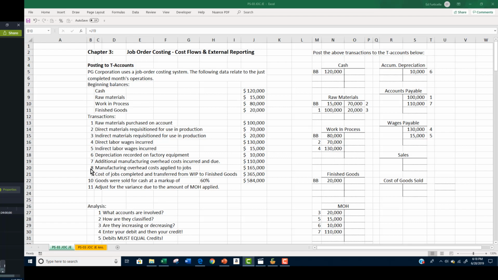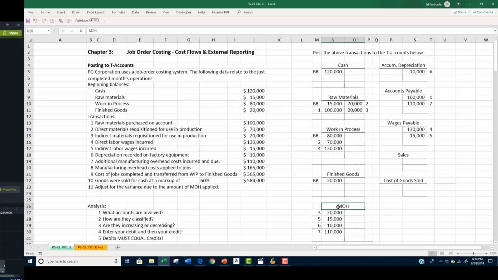Transaction 8 says manufacturing overhead costs applied to jobs is $165,000. So manufacturing overhead is applied to jobs using the predetermined overhead rate that we've studied. We are applying $165,000 of overhead to our jobs. The accounts involved here are work in process and manufacturing overhead.